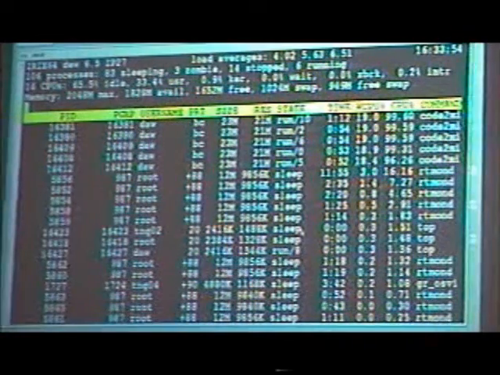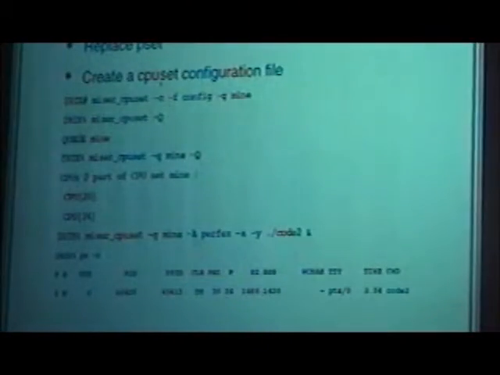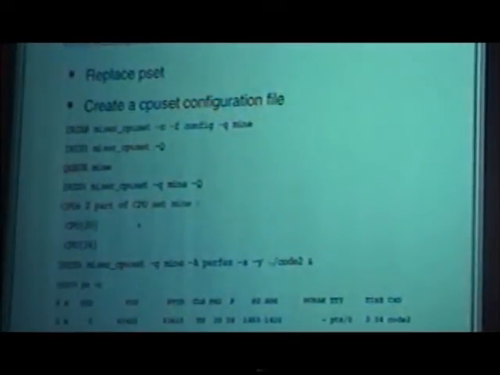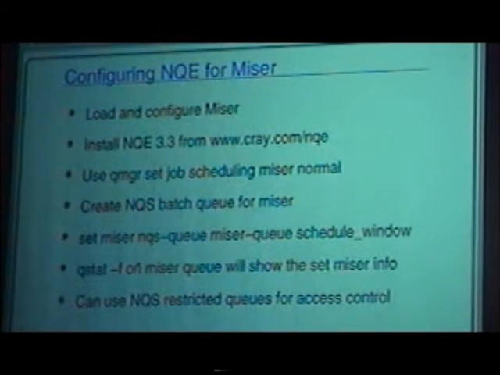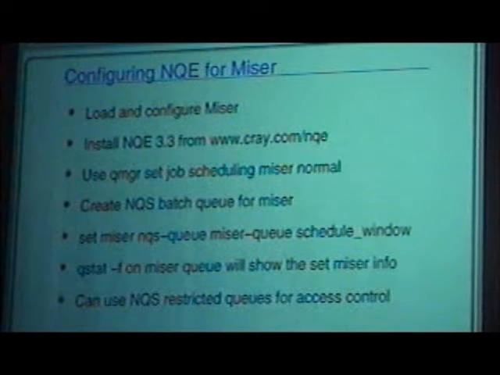Now, let me go back to the workbook for a second. We're going to talk about CPU sets in a second here. But we can also use NQE for miser. So this is the next step. I've got to load and configure miser, which we've done. You have to install NQE 3.3. This is the URL where you can find NQE downloads.